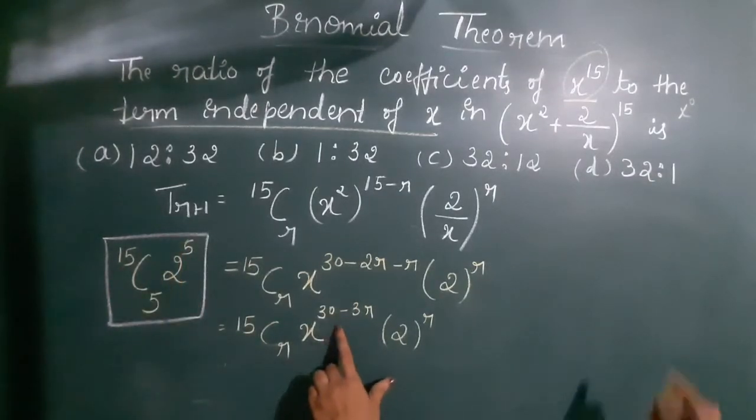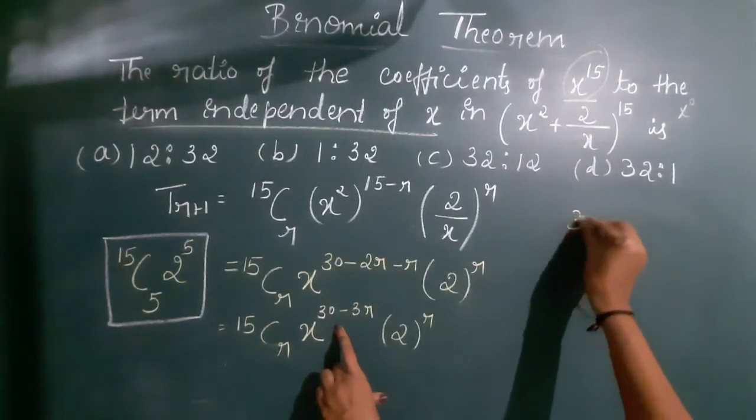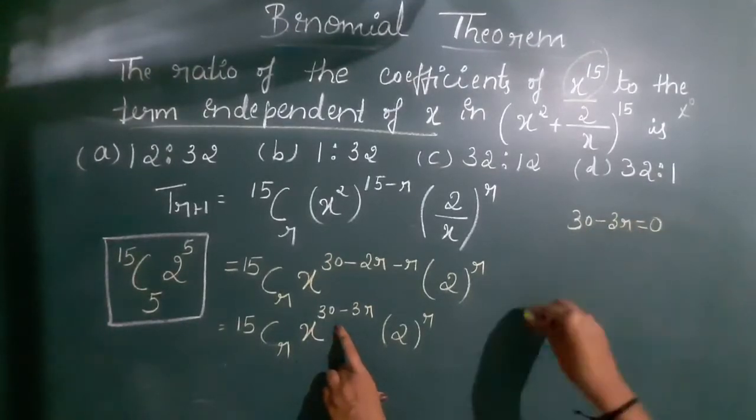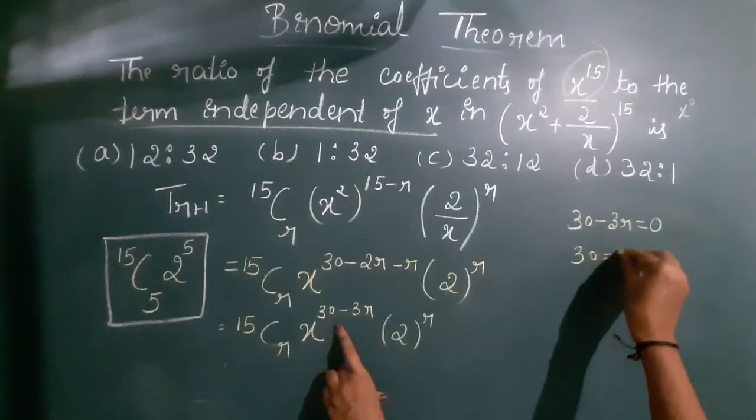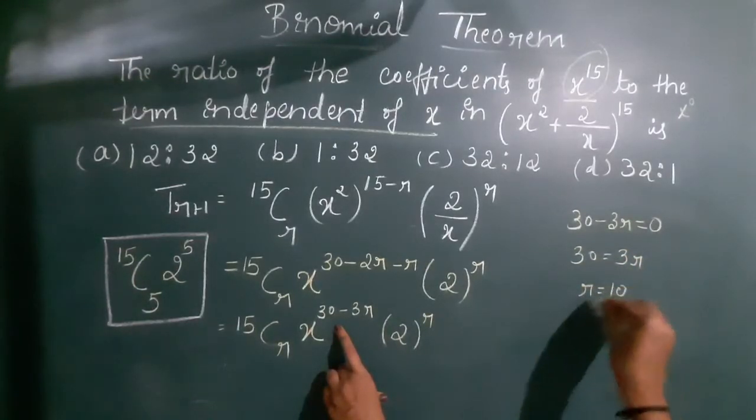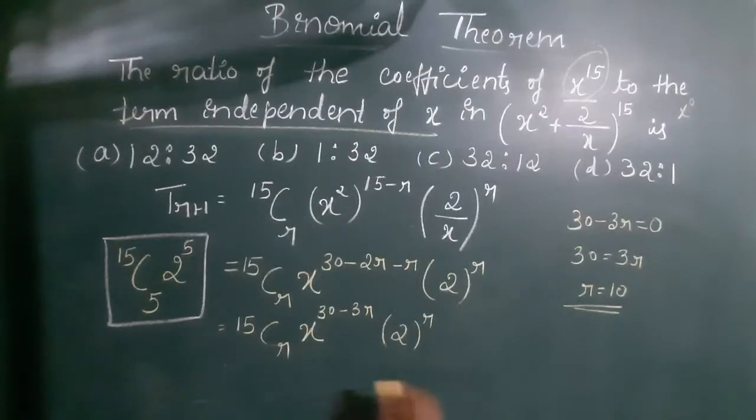Now the term independent of x is nothing but 30 minus 3r should be equal to 0. Right? So 30 is equal to 3r, so the value of r is equal to 10. Right? We'll substitute r as 10, so this will be equal to 15C10.